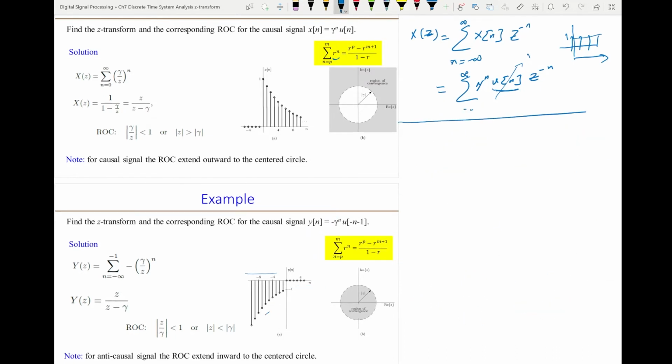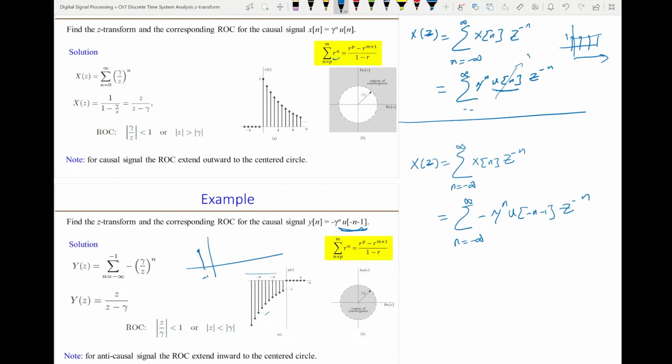Okay, the definition of the Z transform. If I plug in the value for x of n, then it will be... Now, if I plot this u, the unit step function, it will look something like this. It only has values for minus 1, minus 2, minus 3, minus 4, all the way to minus infinity, and 0 here. So this will determine the summation limit. It starts from n equals minus infinity to minus 1, because it exists up to minus 1. And this unit step function will have value 1, so I don't need to write it. So that will be minus gamma to the n times z to the minus n.